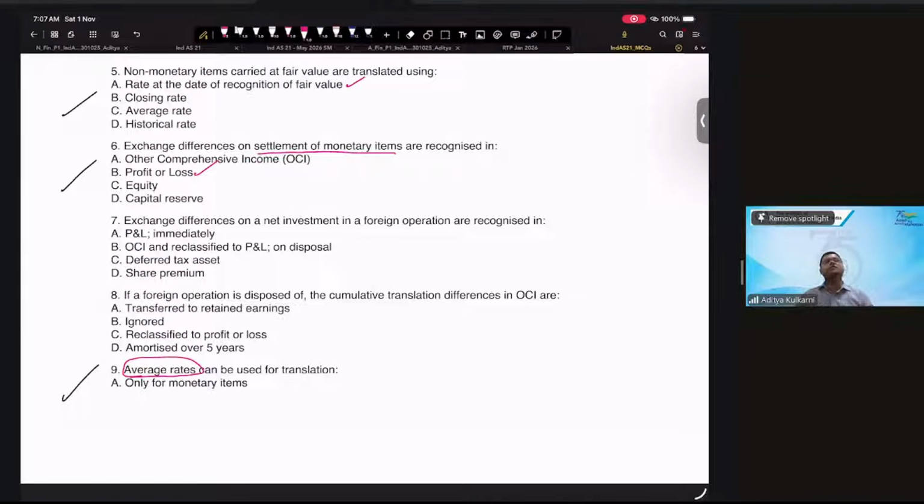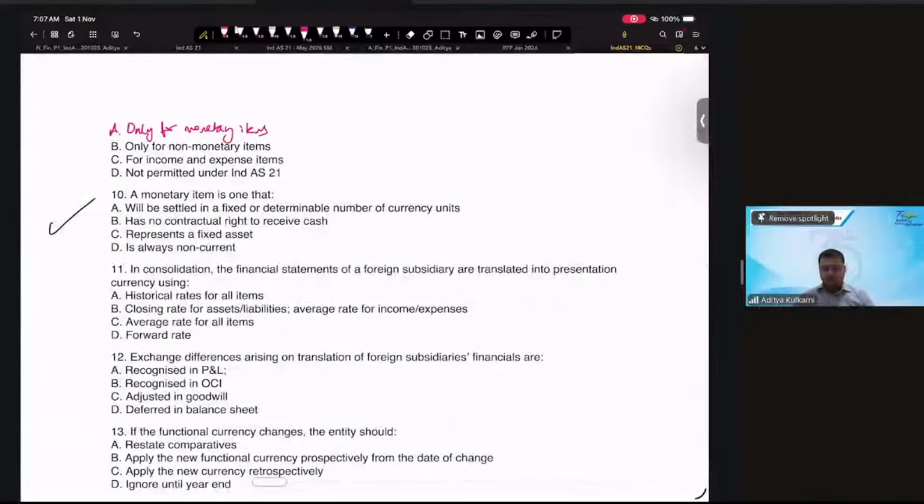Okay, so that will give you the average rate for that month. So average rates, can I use it for monetary items? Answer is no. Can I use it for non-monetary items? Normally, monetary goes under closing, non-monetary goes under historical rate.